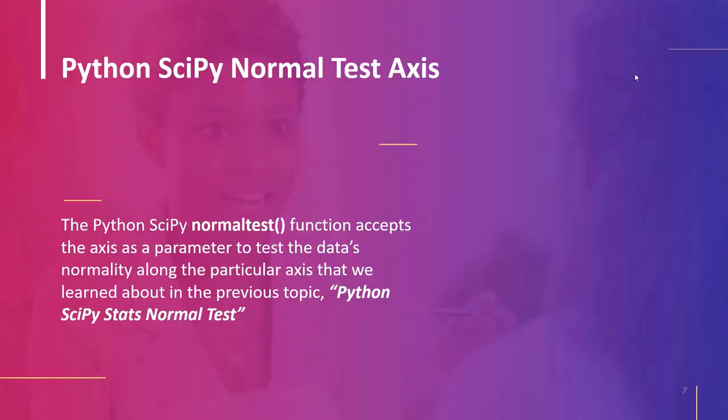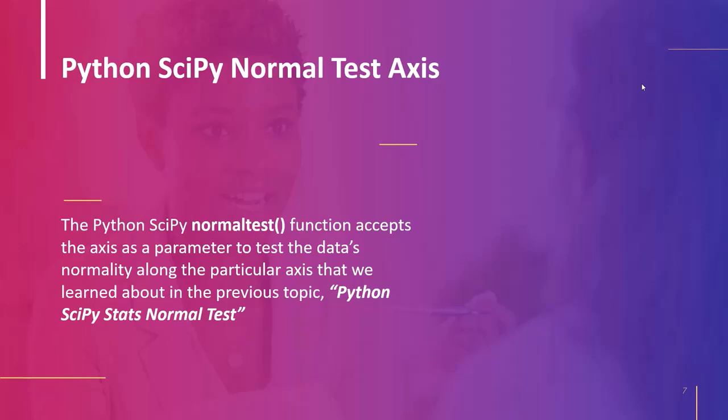The last topic of this tutorial is Python SciPy normaltest axis, to test the data normality along a certain axis, that we learnt about in the prior topic, Python SciPy stats normaltest. The Python SciPy normaltest function accepts axis as an argument. A two-dimensional array has two corresponding axes, one running horizontally across columns, which is axis equal to 1, and the other running vertically across rows, which is axis equal to 0.